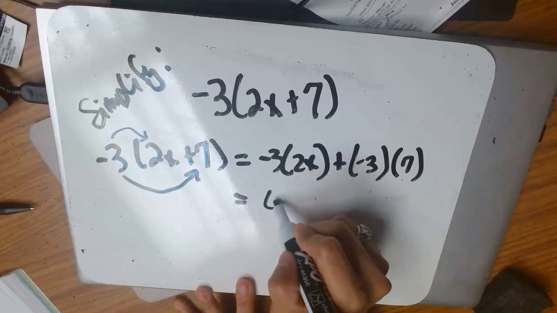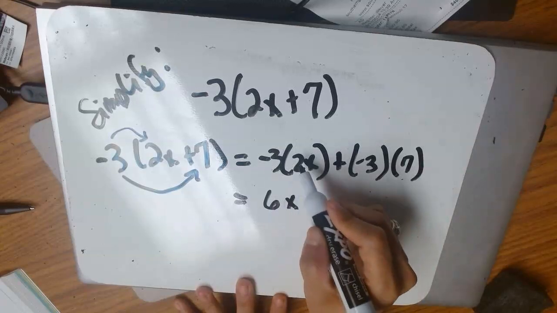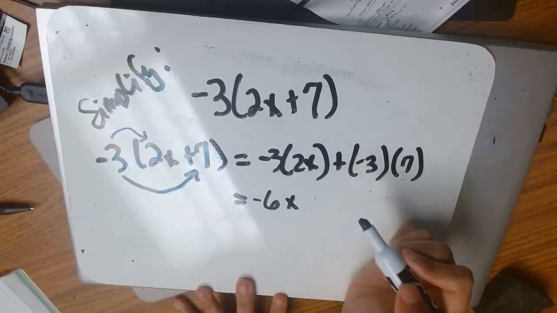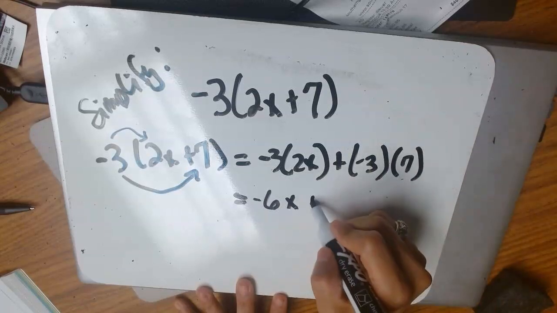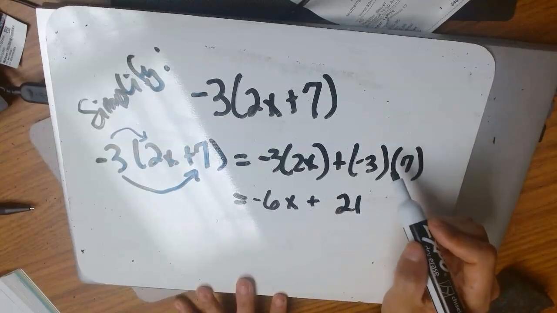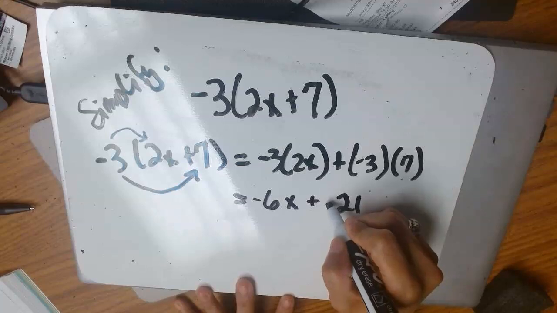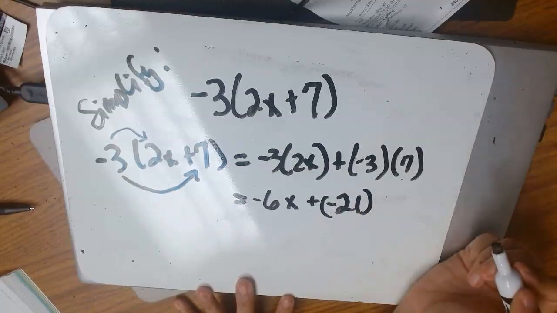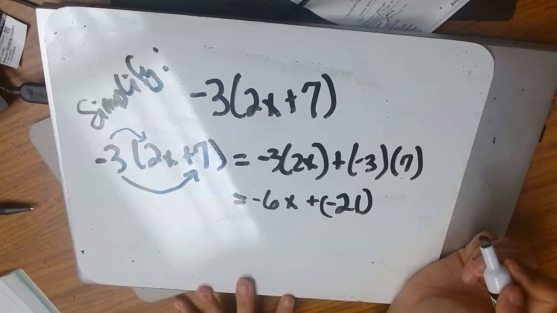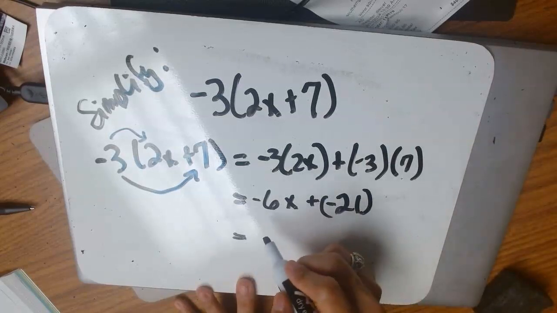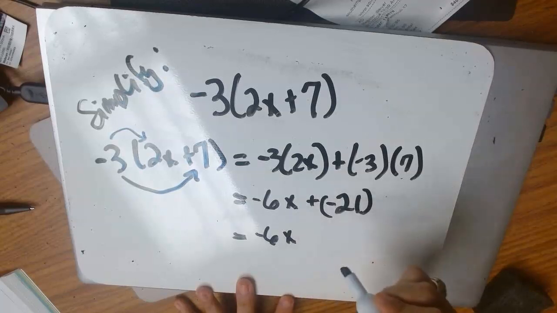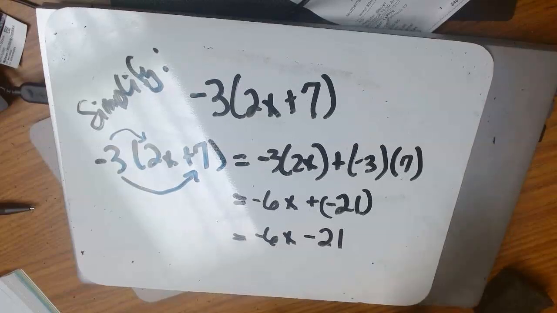3 times 2 is 6x, negative times a positive equals a negative. 3 times 7 is 21, negative times a positive equals a negative. So we're going to put that in parentheses, that way there's no confusion. And so therefore, it is -6x, -21. Recall that a plus b, in parentheses -b, equals a minus b. The distributive property can also be stated in terms of subtraction, so just recall and know that as well.